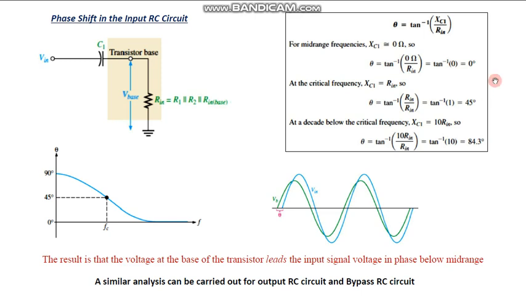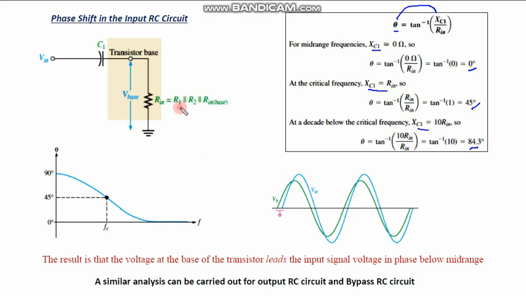Okay, let's finish this phase shift in the RC circuit. We talked about it last time, with different frequency values. XC varies, so the value of theta, since it depends upon XC, would vary. Last time we said that when frequencies are high it is 0, at the cutoff frequency it is 45, and with further reduction in the frequency it comes out to be 84.3.